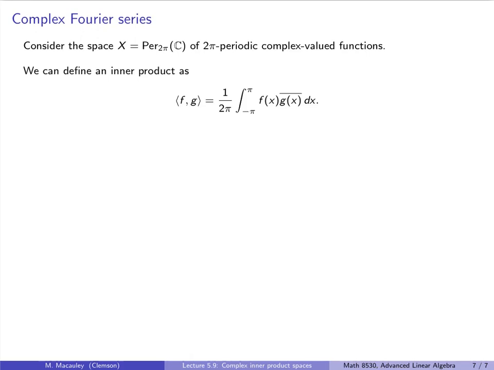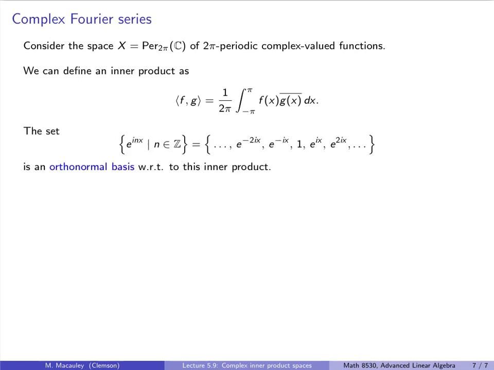So starting from scratch, we can define an inner product on the space of 2 pi periodic functions as follows. The inner product of f and g is 1 over 2 pi times the integral from negative pi to pi, basically one complete cycle, of f of x times g of x bar dx. With respect to this inner product, the following infinite set of complex exponentials, e to the i nx, where n are integers, positive and negative, and 0, which gives you 1. This is an orthonormal basis with respect to this inner product.